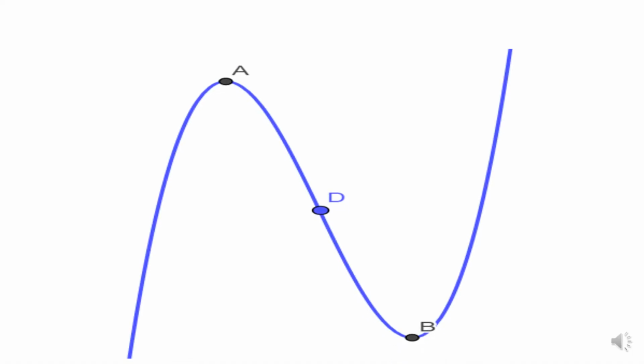Now, let's come to this one, because I want us to also be familiar with the analysis of the graph.